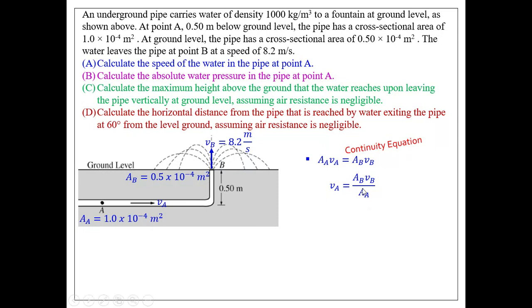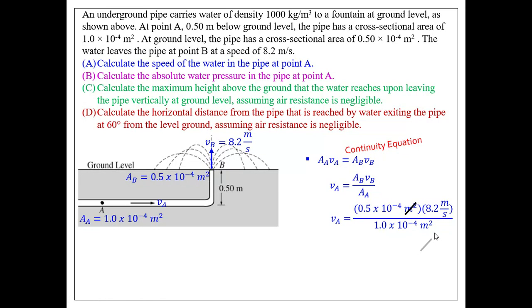Really, if you notice, we know everything. We know the cross-section area of B, we know the exit speed at point B, and we know the cross-section area at point A as well. So I'm just going to do a little plug and chug. AB is given, VB is given as 8.2, and the cross-section area at point A is 1.0 times 10 to the negative 4 meters squared, which is also given.